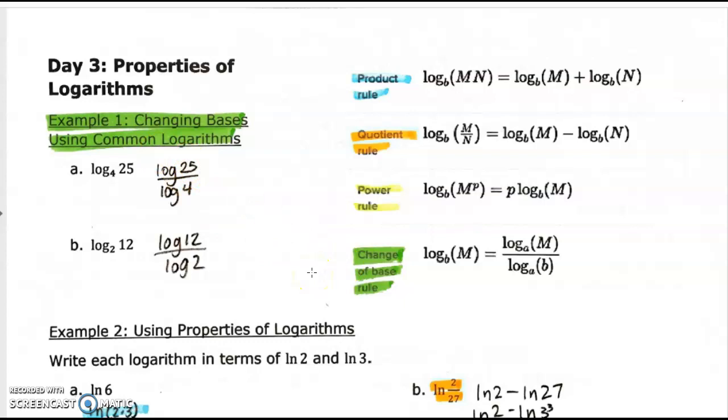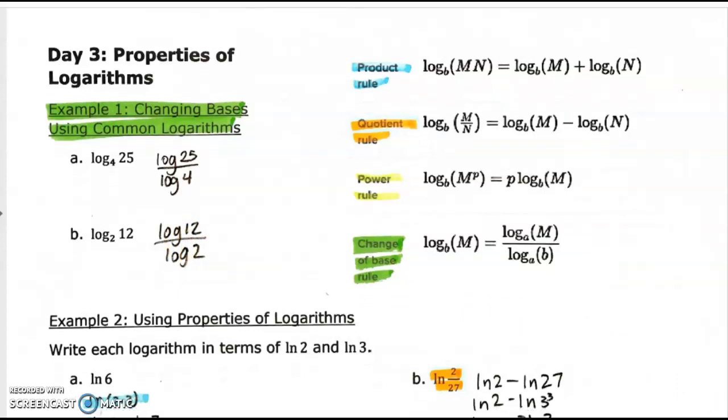If you use Desmos, Desmos has an option so that you can take the log of any base. So you can just kind of type it in. You'll see it's really easy. The log of base 2 of 12 would be log of 12 divided by log of 2. And remember, if there's no base written, we assume that it's a base 10.